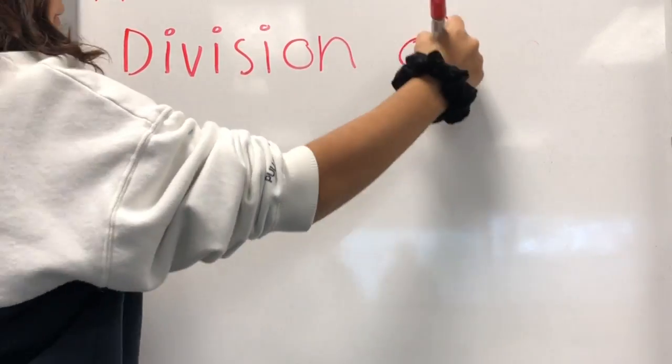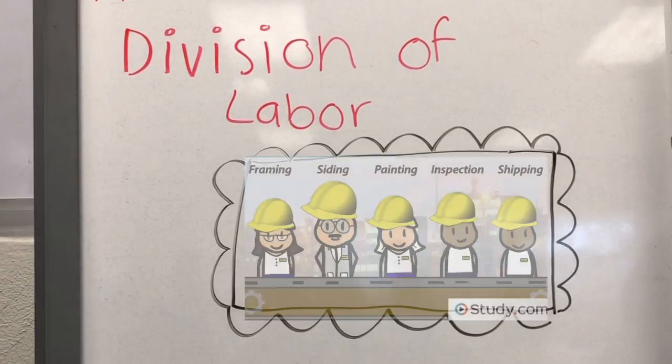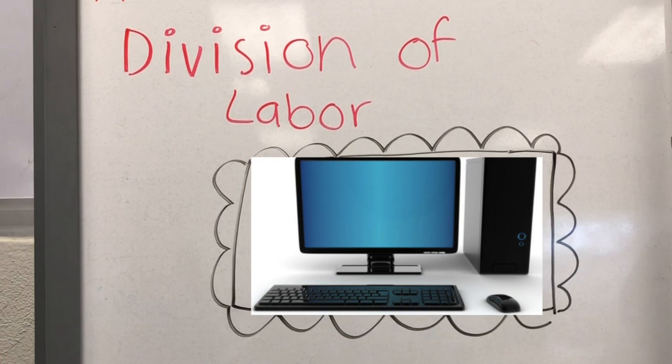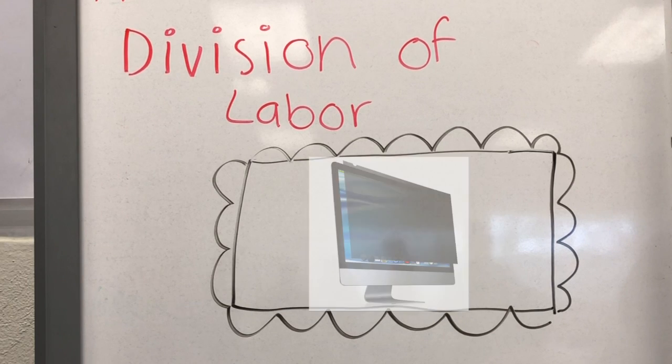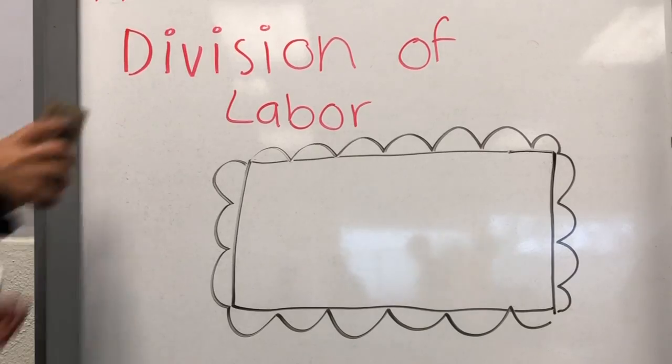When industries began to appear, it was easier for people to divide the work. Instead of doing the whole process, the person would have a specific task. In the creation of a computer, for example, a person would be in charge of the screen while someone was in charge of the keyboard.